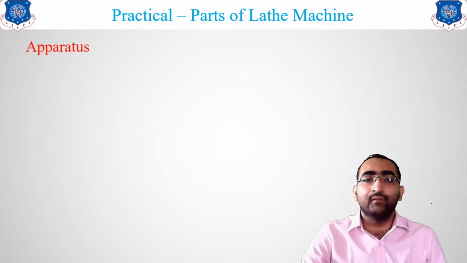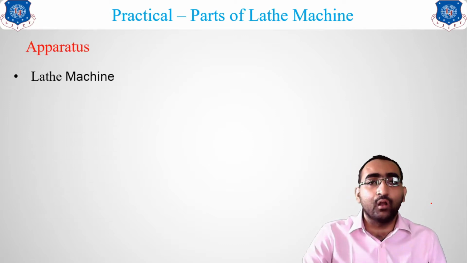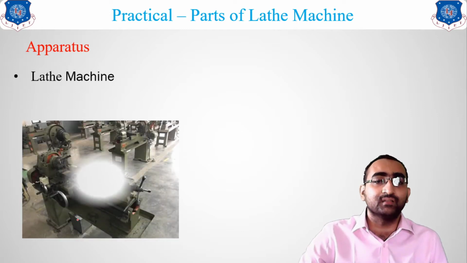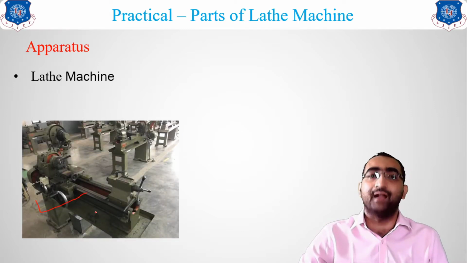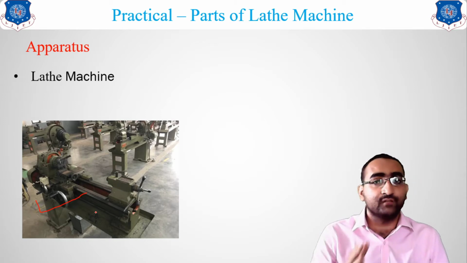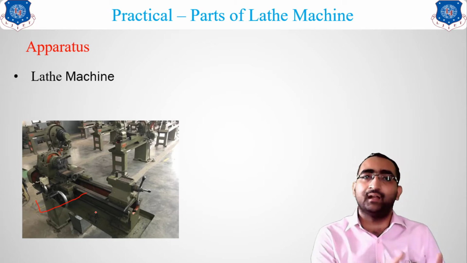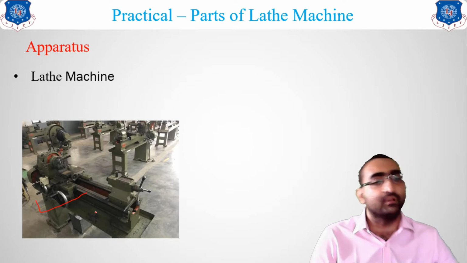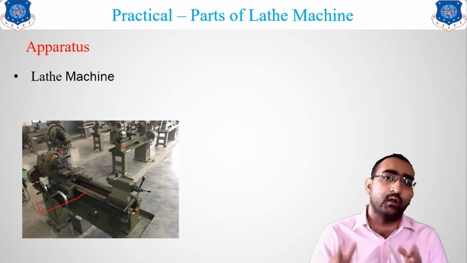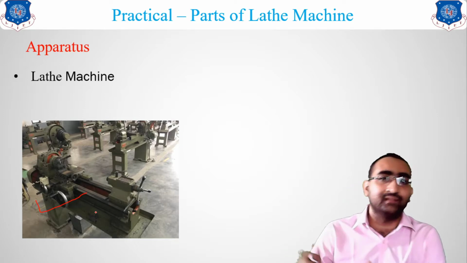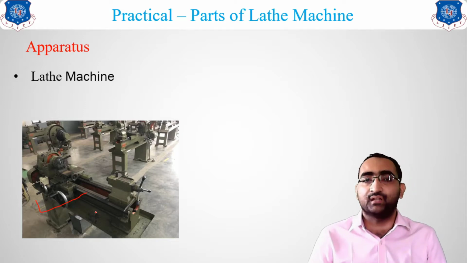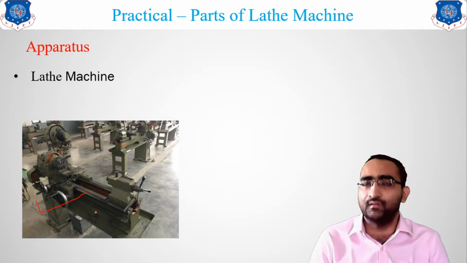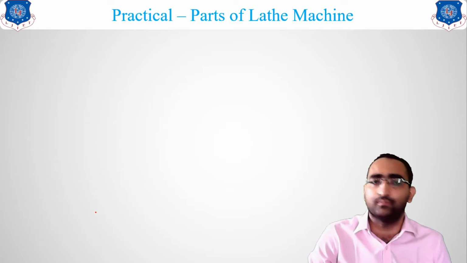So now, what will be the apparatus? As we all know, this is the lathe machine on which we will be seeing all the different parts. In this lecture, first we will study from the schematic diagram the different parts of the lathe machine, and then we will go to a real lathe machine, where I will teach you the different parts of that lathe machine. So the only apparatus we require is a lathe machine.